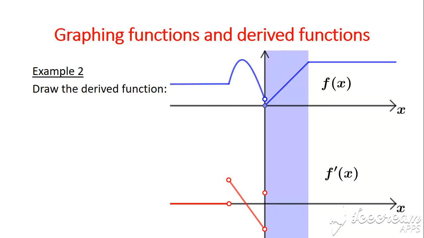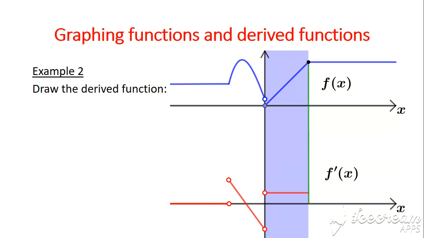Okay, in this part of the graph, we have a positive gradient and it's constant. It stays the same gradient for that section. So we've got a positive, which means we're above the x-axis, and it's a flat line that represents being the same gradient for the whole part of that region.